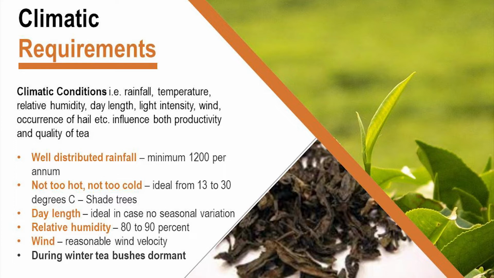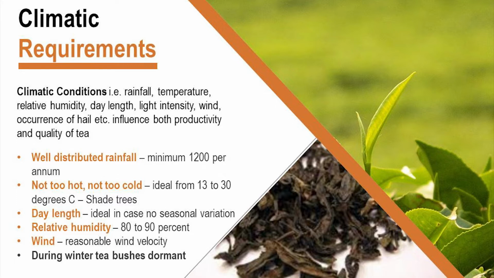So far as good climatic conditions for tea cultivation are concerned, we should see whether well-distributed rainfall is there, a minimum of 1200 per annum, not too hot and not too cold. An ideal temperature for tea cultivation is actually 13 to 30 degrees centigrade.